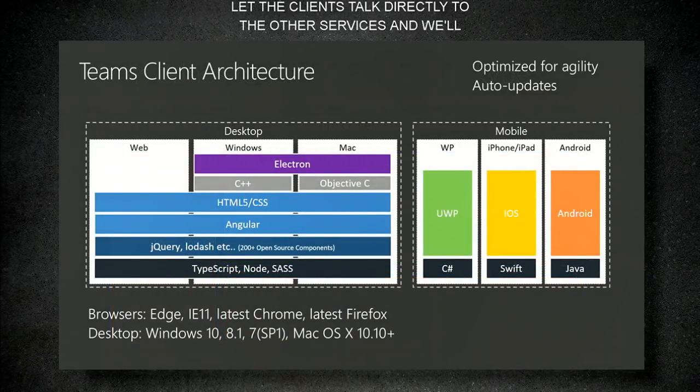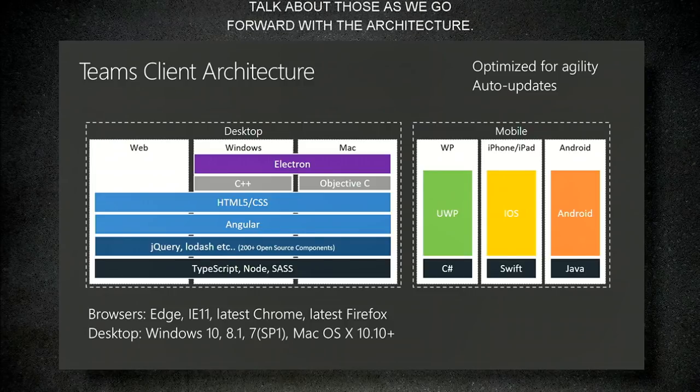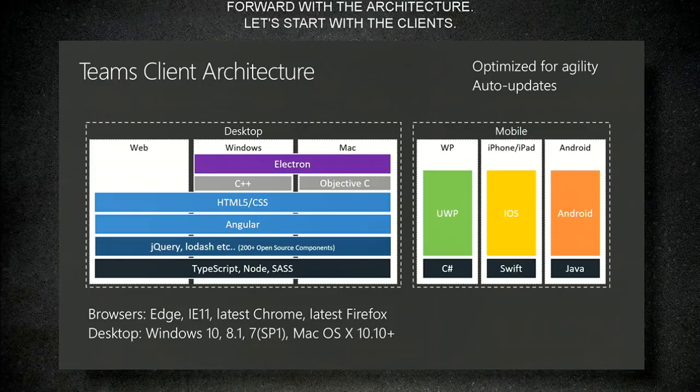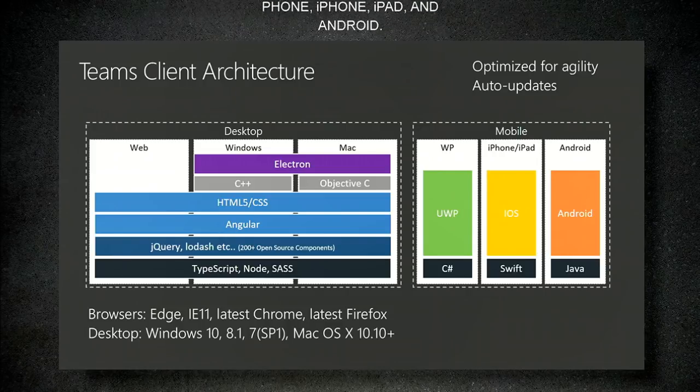So let's start with those clients. Many of you know, if you've used Teams before, that we have a web client, desktop client for Windows and Mac. Features on them ship simultaneously on the desktop. We also have mobile clients, Windows Phone, iPhone, iPad, and Android. And I'll start with the right-hand side, because that's simpler to explain. Each of our mobile apps is native, built from the ground up, using the libraries necessary to talk to our backends and the other backends.